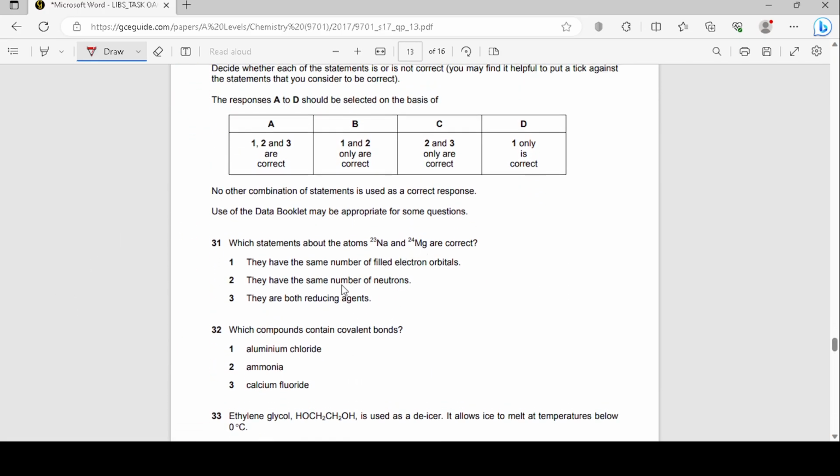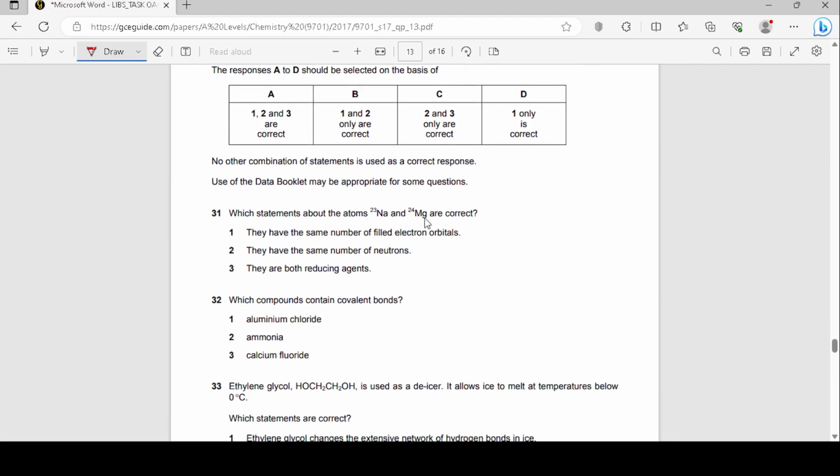Which statements about the atoms 23/11 Na and 24/12 Mg are correct? They have the same number of filled electron orbitals. Well, no, they don't. There's the same number of filled electron orbitals: 1s2, 2s, this is for Na. I'm writing the electronic configuration: 1s2, 2s2, 2p6, 3s1, and then Mg is 1s2, 2s2, 2p6, 3s2.